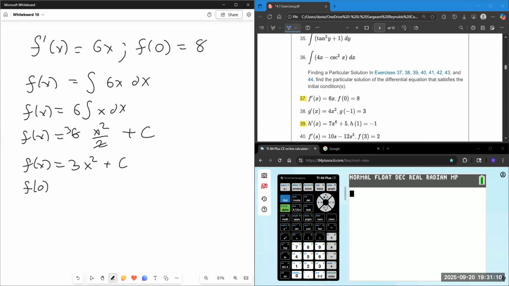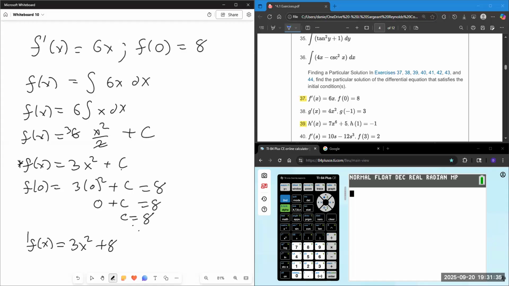F of 0 is 3 times 0 squared plus c, and that needs to equal 8. So 0 plus c equals 8. C equals 8. We come back to this f of x right here for our final answer, and we substitute our specific c value in for this constant of integration, and there's our particular solution right there, 3x squared plus 8. So now on to number 39.